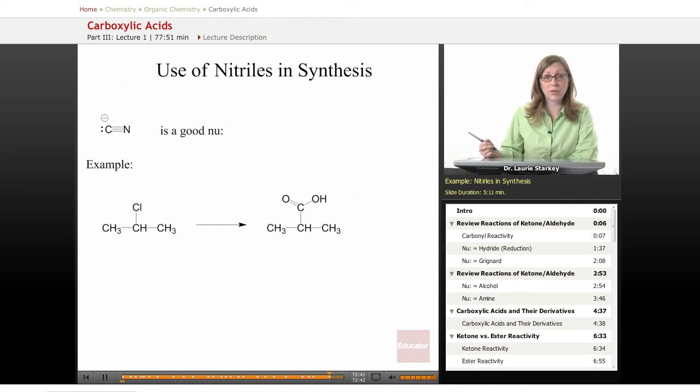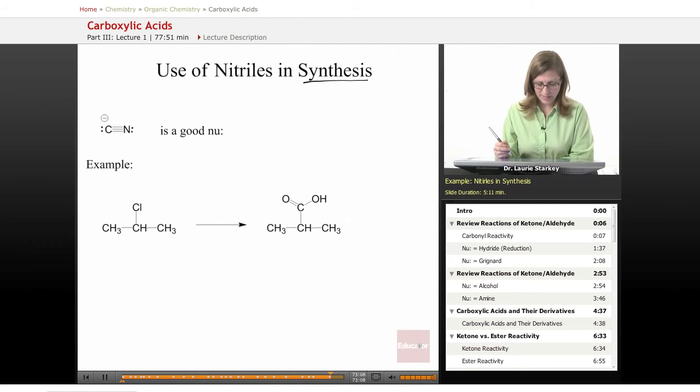Now, what's really cool about having a nitrile and knowing that a nitrile can be converted to either an amide or to a carboxylic acid is we can exploit this in synthesis because cyanide, there's a little lone pair here too, is a good nucleophile. So there are strategies to get the nitrile functional group into a carbon chain.